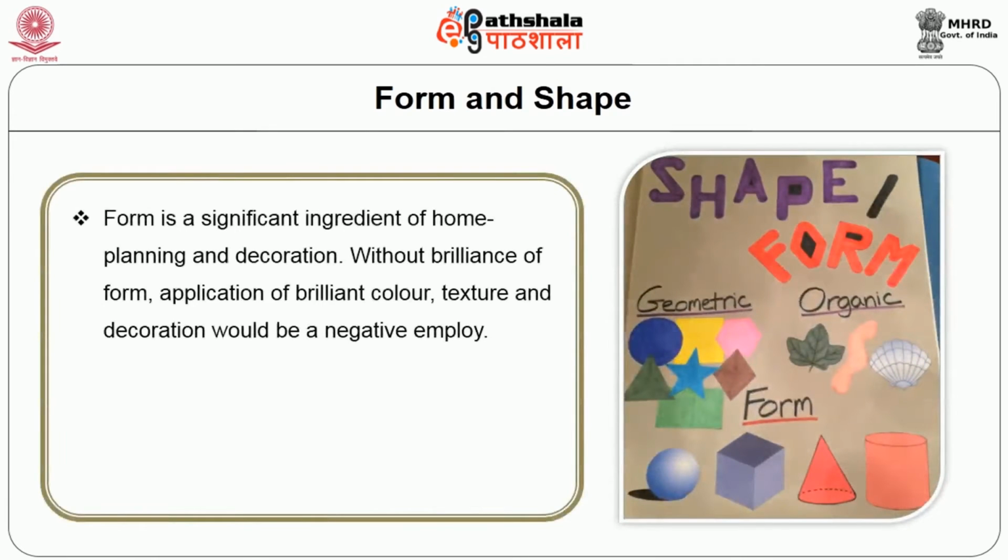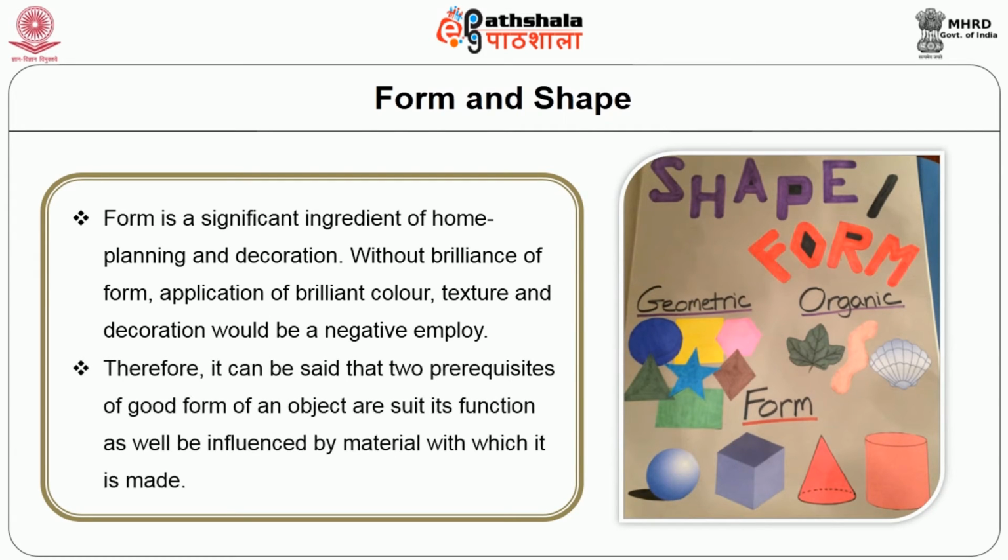So form is a significant ingredient of home planning and decoration. Without the brilliance of form, application of a brilliant color, texture and decoration would be a negative employ. Therefore, it can be said that two prerequisites of a good form of an object are to suit its function as well as be influenced by the material with which it is being made.